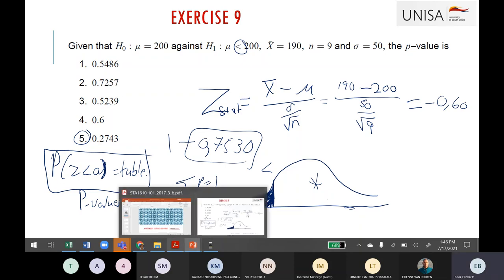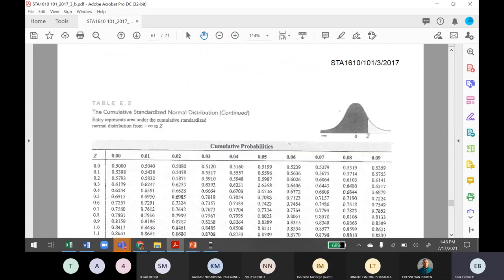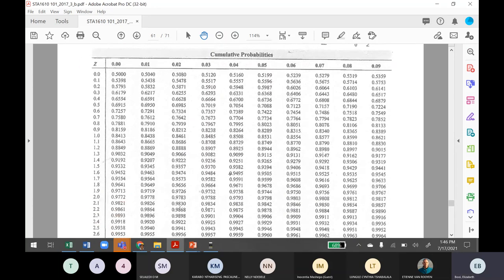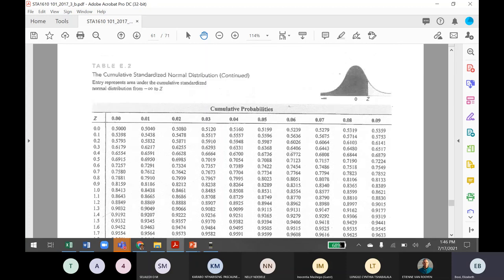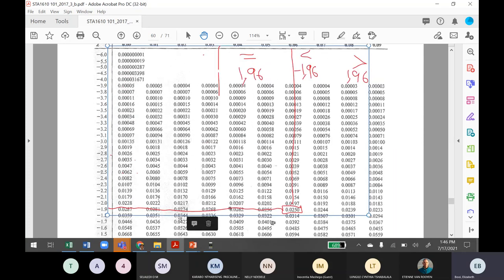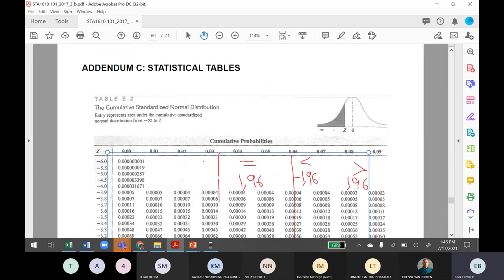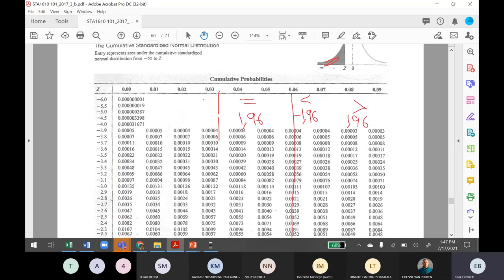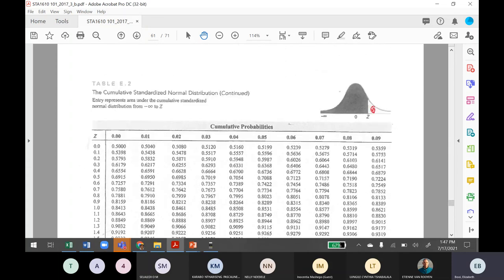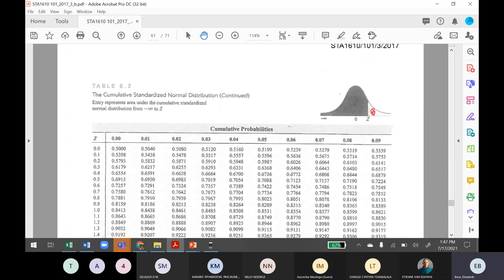If your answer is positive, it gives you the bigger area. You can see that it takes the bigger area. We're looking for this smaller portion. If you use the negative side, you can see we're looking for this smaller portion. The negative side is easier because it contains the smaller area. So any Z value you get that is positive, you subtract it from one so that you can get the smaller portion. So remember that. Remember always.